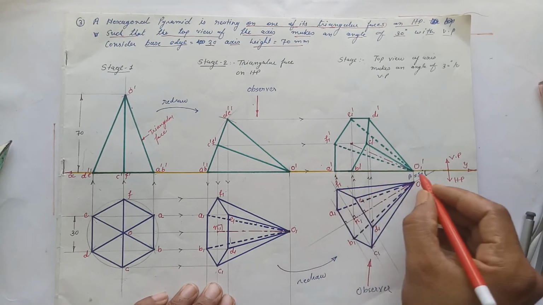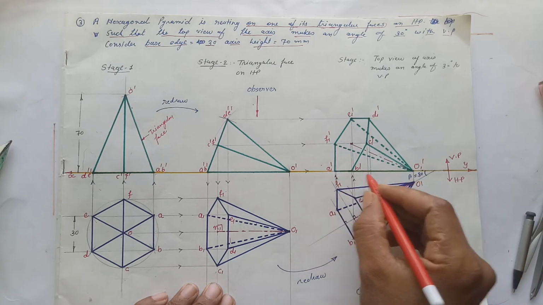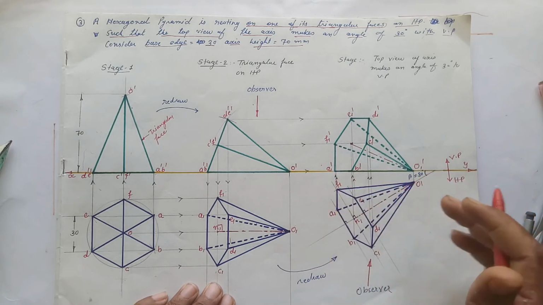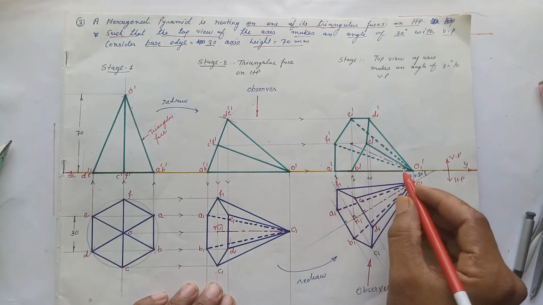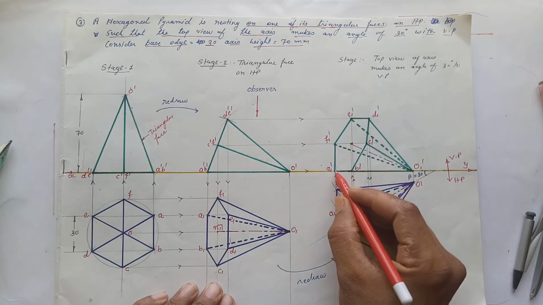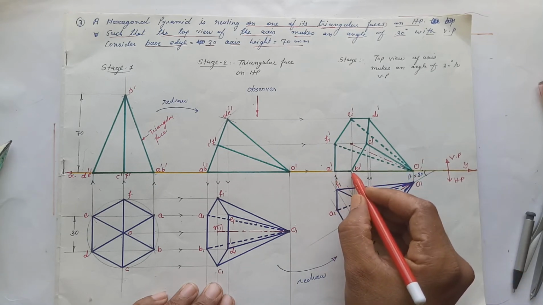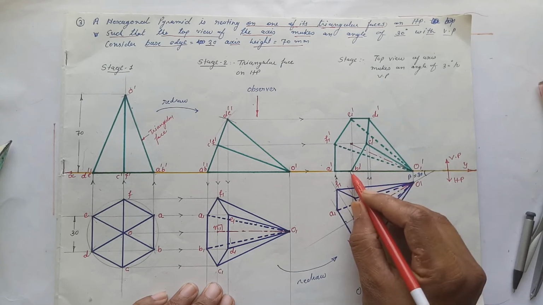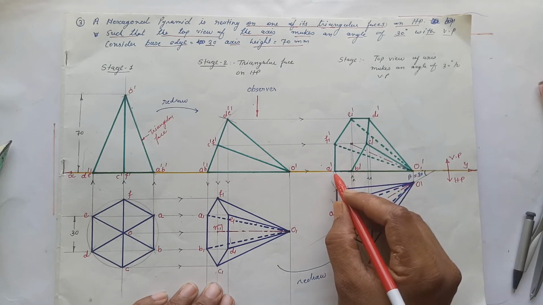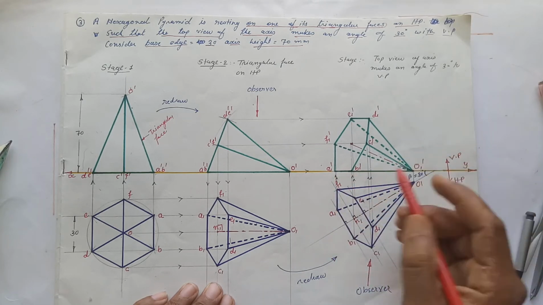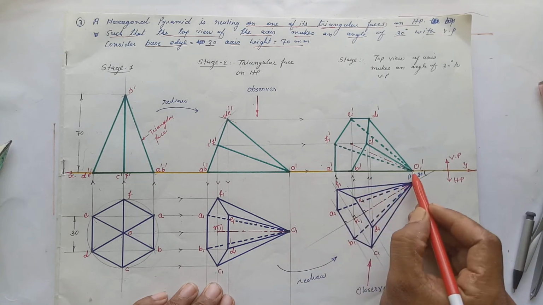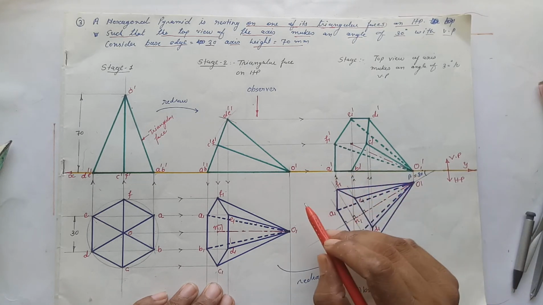OA, but these two lines are in the overlapping conditions, so we cannot say which is going to be visible, which is hidden. But here we can say that AB base edge is visible and OB slant edge is visible. OA is hidden, but it is hidden by these two visible outlines, O1B1 and A1B1.